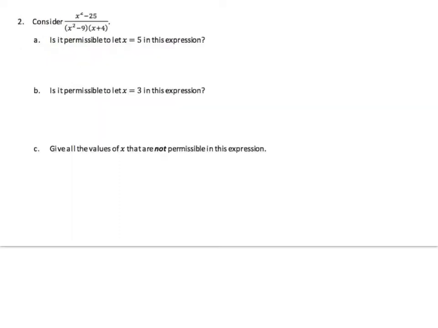Consider this big, messy one, okay? Is it permissible to let x equal 5 in this expression? Well, yeah. x squared is 25, minus 25, over, let's see, 25 minus 9 is 16, times 5 plus 4 is 9. No matter what I get in the denominator, my numerator is 0, which is no big deal. I just know that my whole expression would be 0 then. So yeah, I can do that.